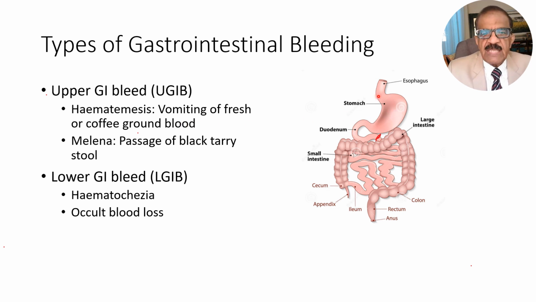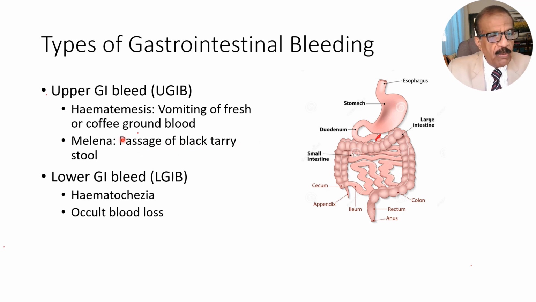If somebody has bleeding and has immediate vomiting of blood, that would be fresh. And if there is a large amount of blood, that again is likely to be fresh, because a large amount of blood cannot be altered by the acid. But if it's a relatively small amount and if it stays in the stomach for some time, it is likely to be coffee ground. Now, melena is passage of black tarry stool per rectum.